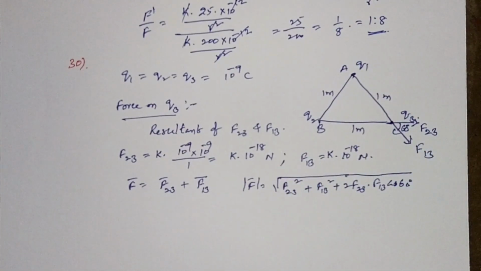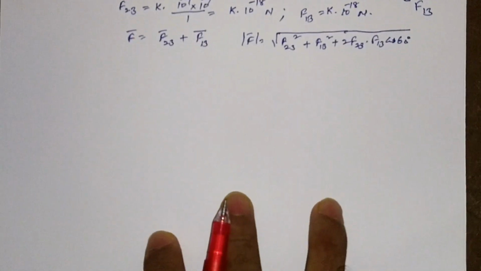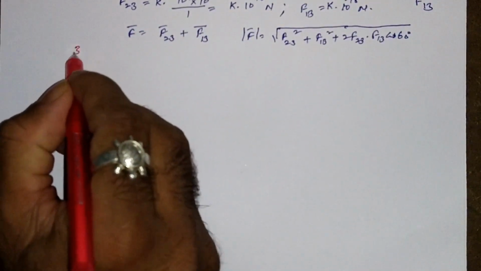Clear? Right. And the next question they asked is question number 32. What is that? Let us see.